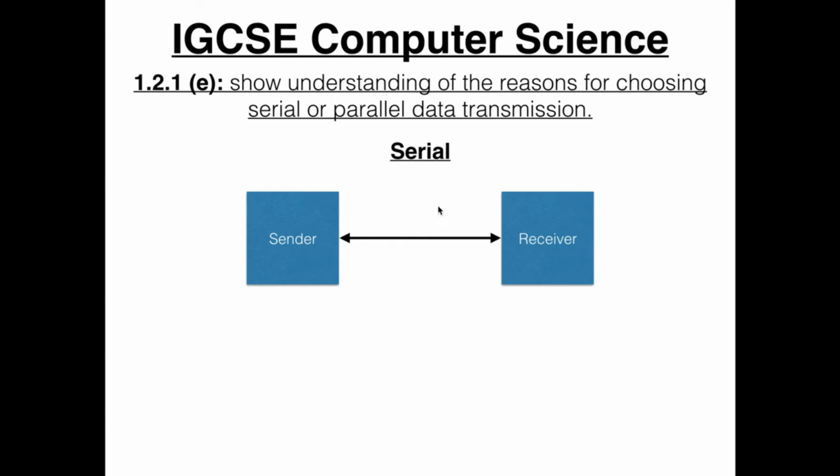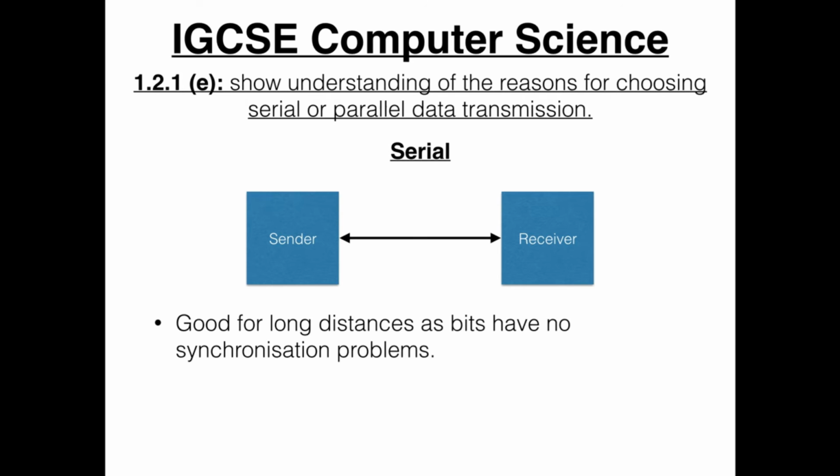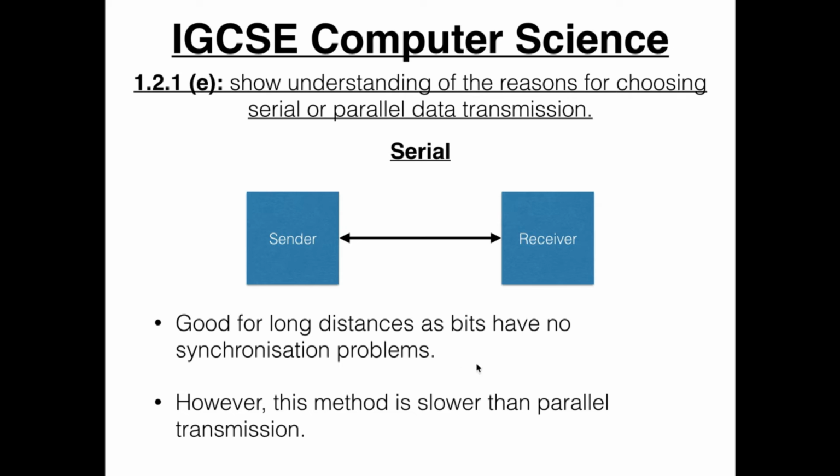IGCSE Computer Science. This is syllabus statement 1.2.1e. Show understanding of the reasons for choosing serial or parallel data transmission. So let's just go over a little bit on what they are. So serial data transmission, you've got a sender and a receiver and one wire. So in serial data transmission, data is transmitted over one wire or channel, one bit at a time. So the advantages of serial data transmission are, well, it's good for long distances, as bits have no synchronization problems, but it is slower than parallel transmission.